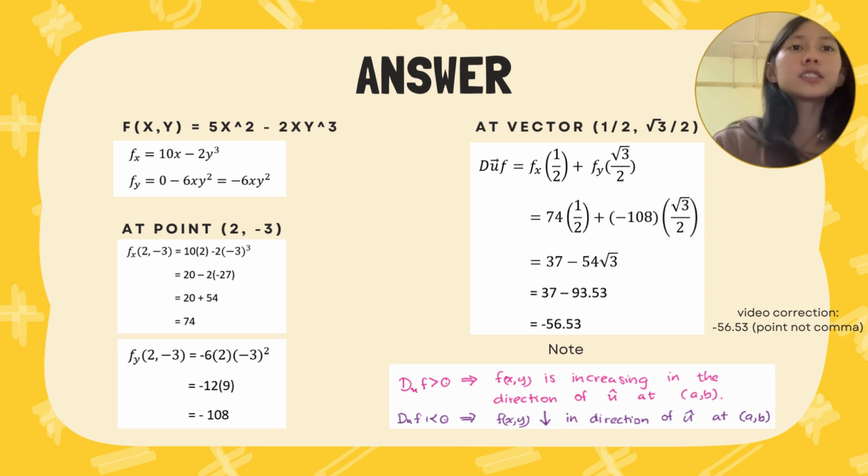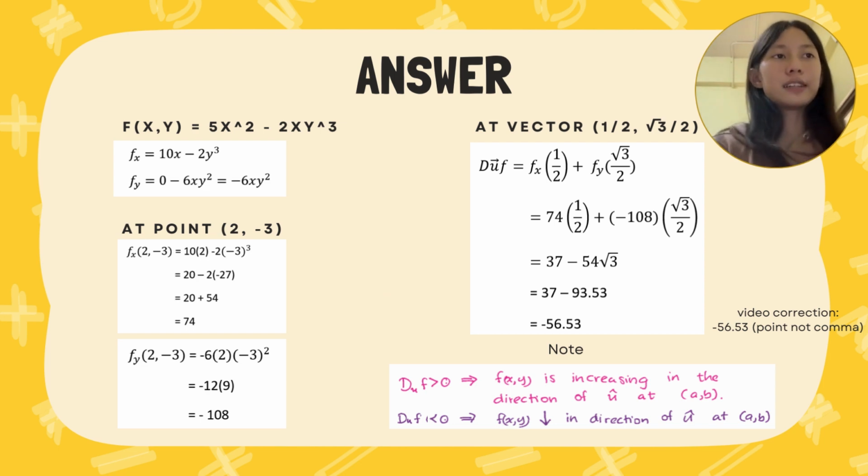There is a note that if D_u f is greater than 0, then f(x, y) is increasing in the direction of vector u at (a, b). But if D_u f is less than 0, then f(x, y) is decreasing in the direction of vector u at (a, b). And since this is negative, which means less than 0, we know that the function f(x, y) = 5x² − 2xy³ is decreasing in the direction of vector u at (1/2, √3/2).